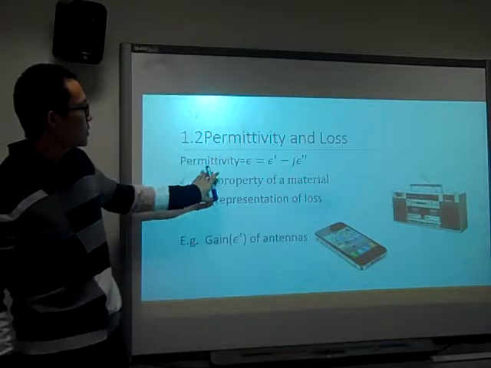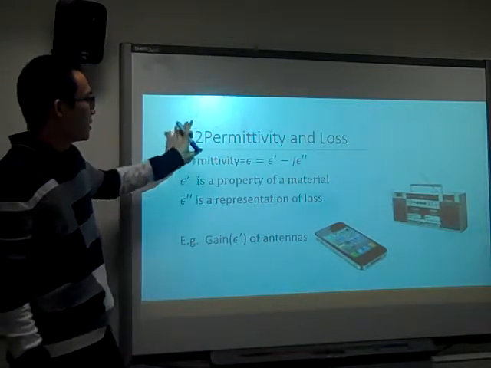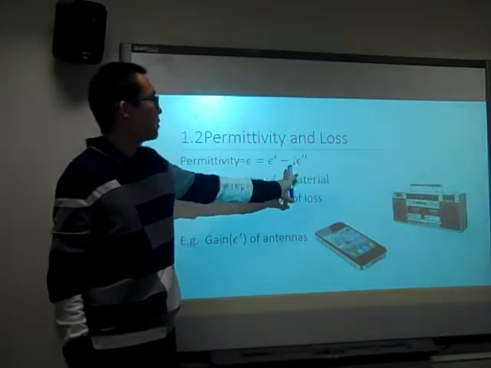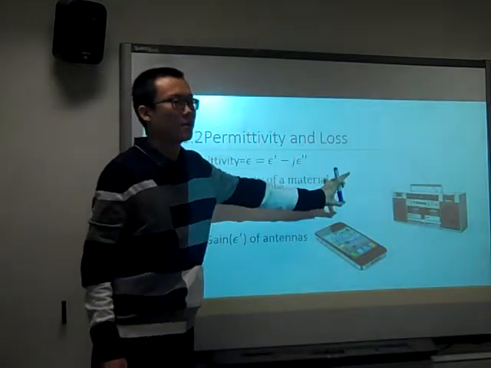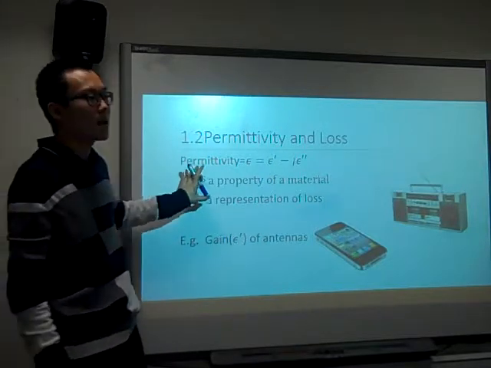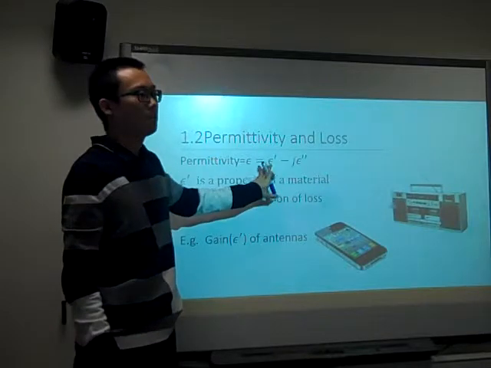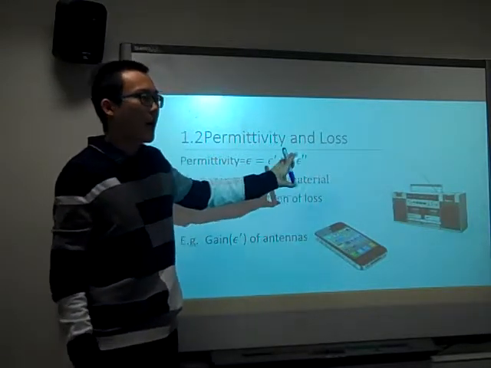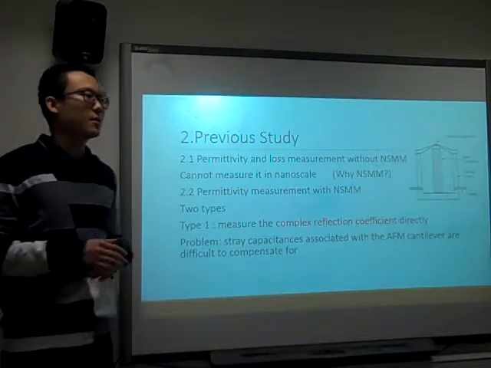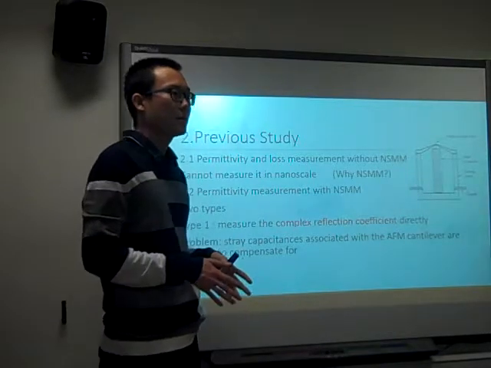So let's make a conclusion about permittivity. Here we want to measure the real part and the imaginary part of the permittivity. And when we measure the imaginary part of the permittivity, we also measure the loss of the material. So here is what permittivity is, and here is what this article wants to do: to measure the permittivity, both the real part and the imaginary part. And here we finish our definition explanation. So are you clear about that?